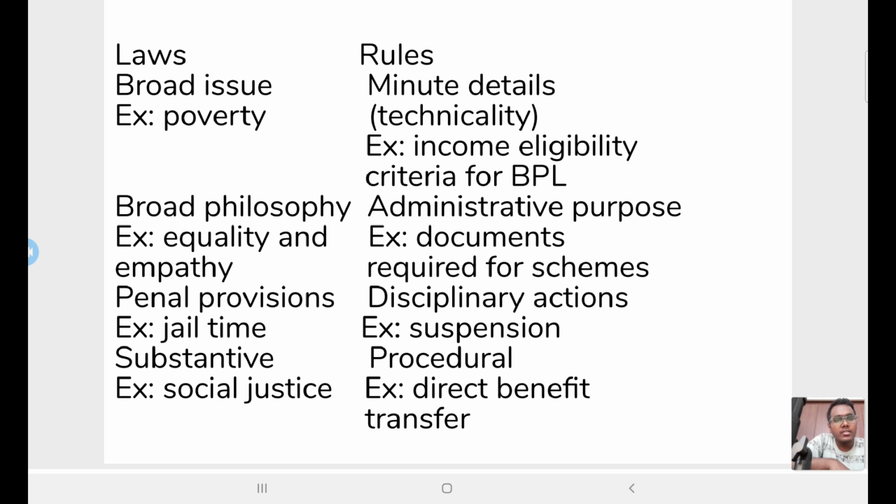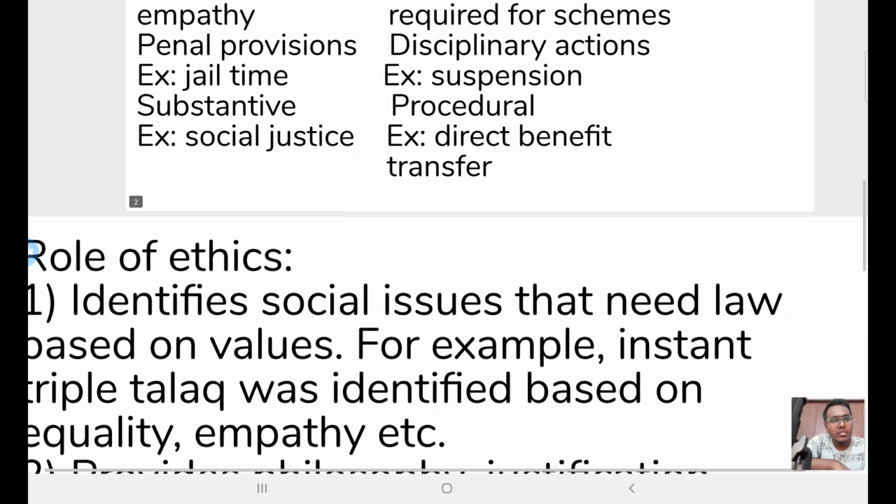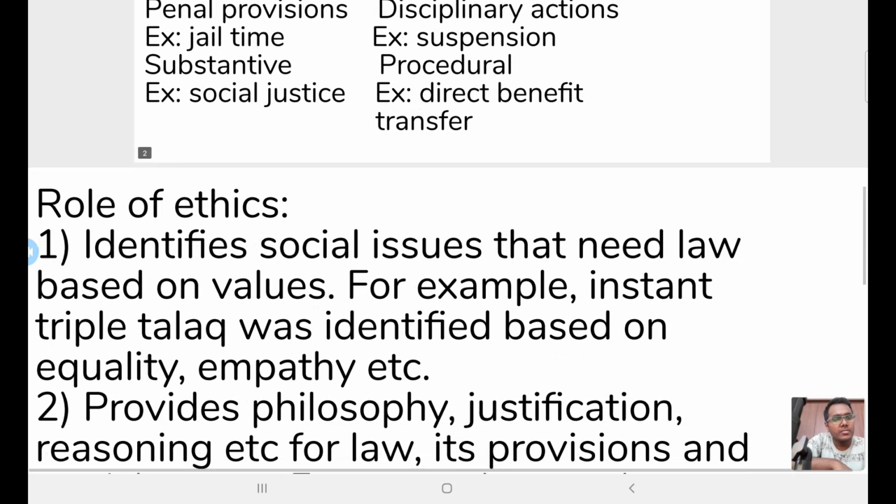Laws generally focus on substantive issues. For example, laws might focus on social justice. On the other hand, rules focus on procedural aspects. For example, you might think of a scheme called PM Kisan Yojana. But how will you give the money to the farmers? You might choose a method called direct benefit transfer. So it comes under the rules, how you do it. So it focuses more on the procedural part. Laws focus more on the substantive part. If you can think of any other difference, you can add and explain your answer.